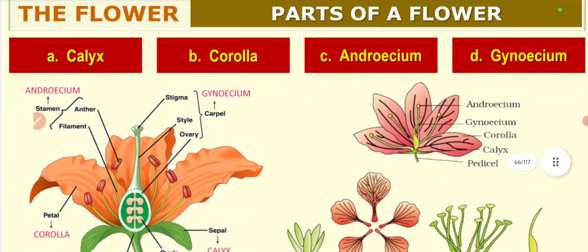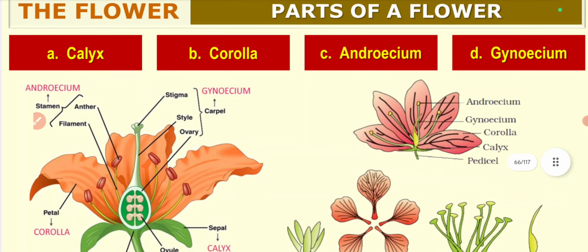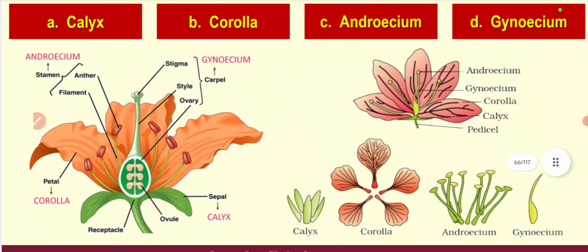Next, parts of a flower: calyx, corolla, androecium, gynoecium. Are you familiar with these terms? Calyx means group of sepals, corolla means group of petals, androecium means group of stamens, and gynoecium means group of carpels or pistil.